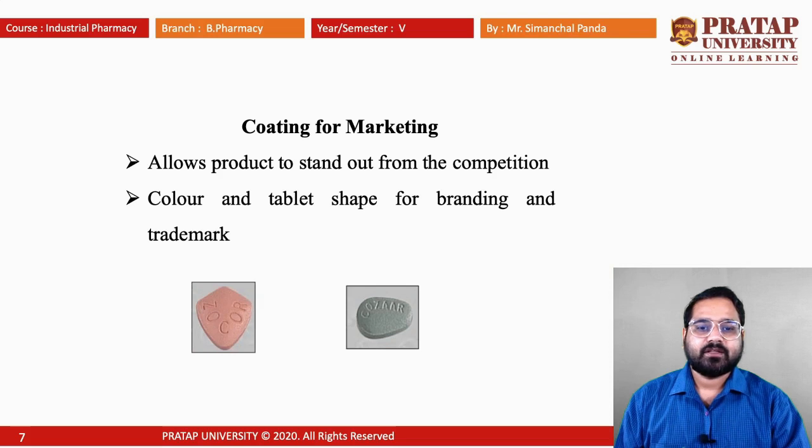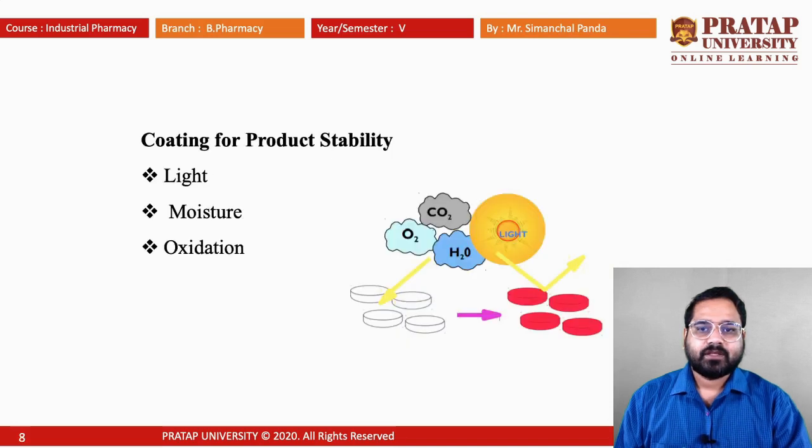We can see that different products, if they are given a coating, will show a very unique identification and it will make a branding of a particular type of product. So, it can be used as a trademark for the marketing system. The product stability will also be enhanced by the coating. As in the diagram we have given, it can protect from light, from moisture, and from oxidation whenever these are under coating.